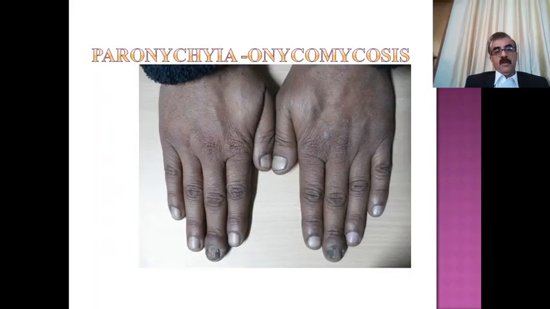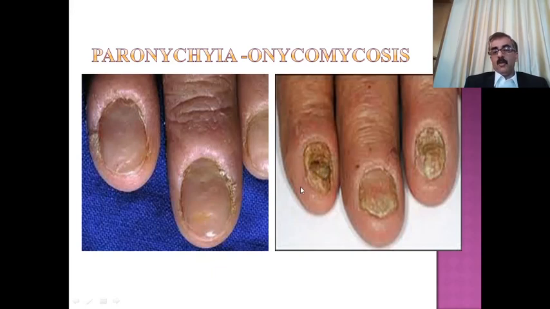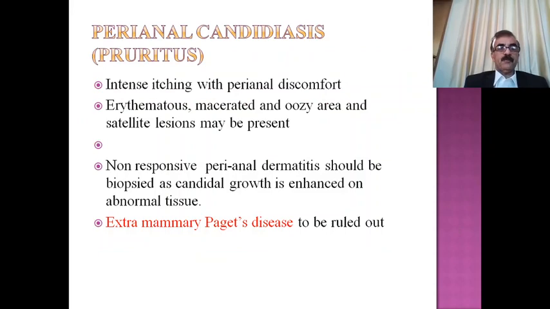Now if nail folds are involved along with the nail plate, there is paronychia as well as onychomycosis. Again, this is a picture where the nail fold is swollen and painful, and there is loss of cuticle, and the nail plate is also thickened, rough, yellowish, and here we can see destruction of the nail plate. So onychomycosis can be caused by Candida species.